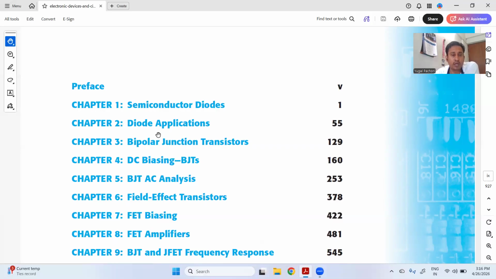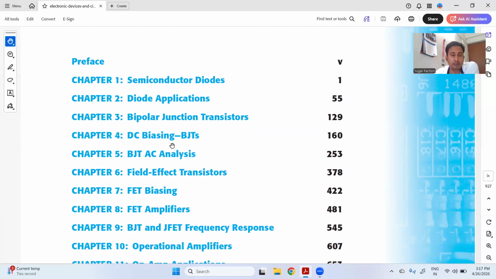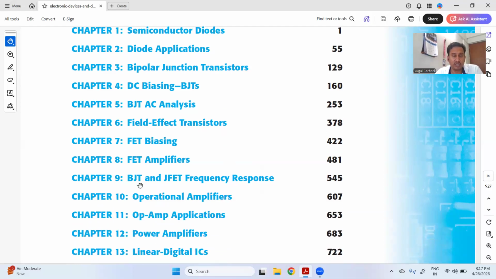Topics are semiconductor diode, diode application, bipolar junction transistor. In short form, it is called BJT. DC biasing. Biasing means how you are connecting the BJT to the battery. There are various ways by which you can connect a BJT to the battery, so it is talking about the DC biasing. Then we have the BJT analysis, field effect transistor, or FET, FET biasing, FET amplifier, BJT and FET frequency response, operational amplifier, or the 741 IC.